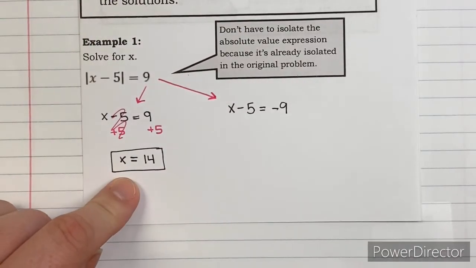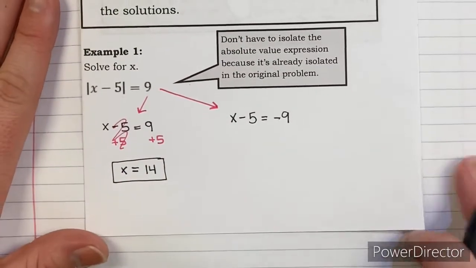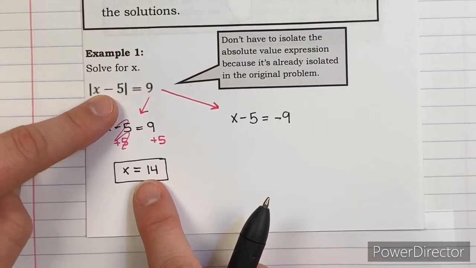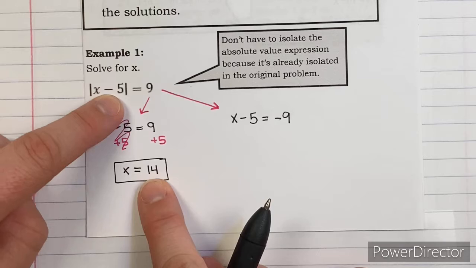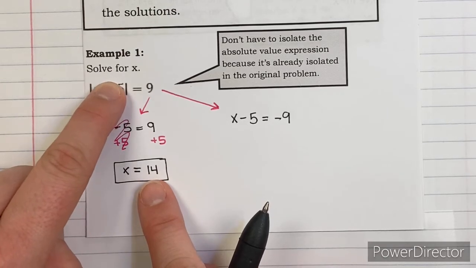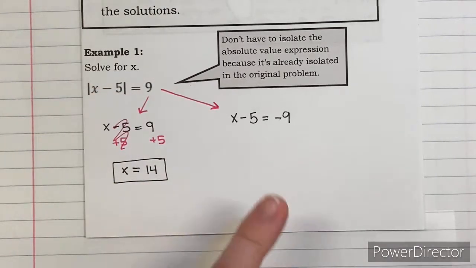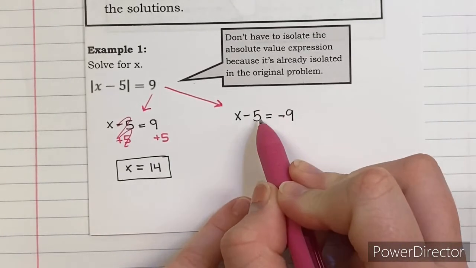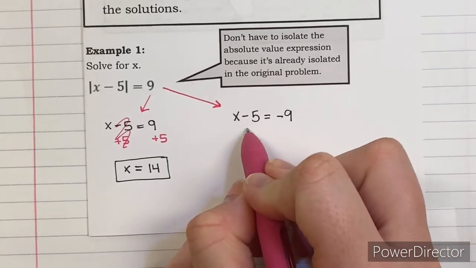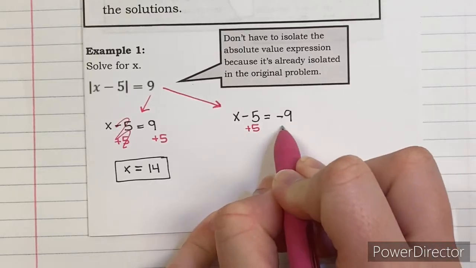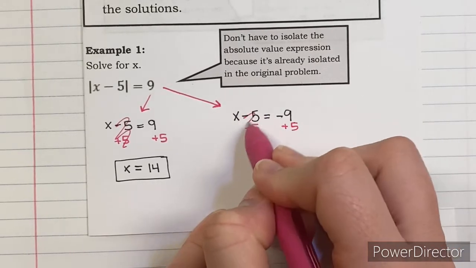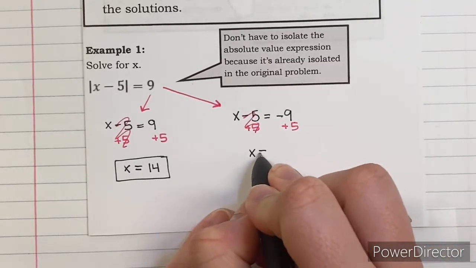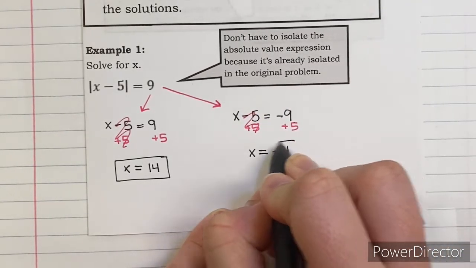So there's one of them. So that means if we take 14 and plug it back into there, that this equation would be true. So 14 minus 5 is positive 9. So the absolute value of 9 is 9. Okay, so now let's go over here and look at this one. Same thing, if I'm going to get rid of that minus 5, I do the inverse. So I'm going to add 5 to both sides. Those 5s are going to go away. And I'm going to be left with x is equal to negative 4.